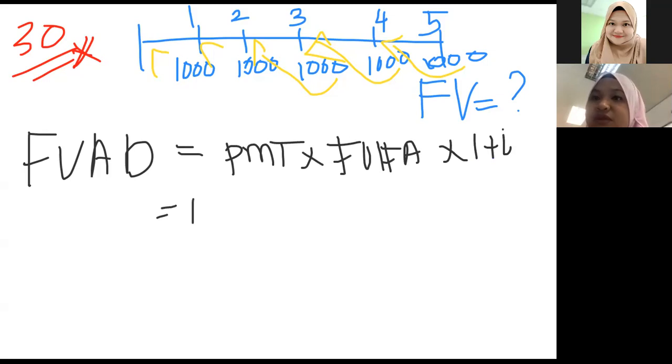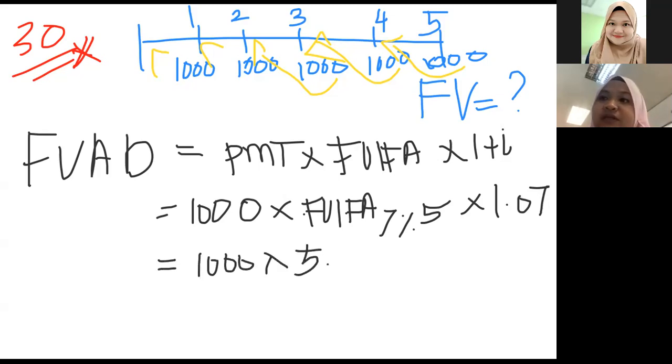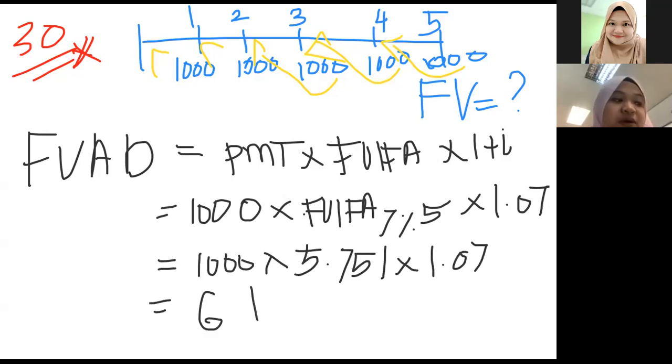So payment is 1,000 ringgit times FVIFA. I is 7%, N is 5 years, times 1.07. So it is 1,000 times 5.751 times 1.07. So the answer is 6,153.29.